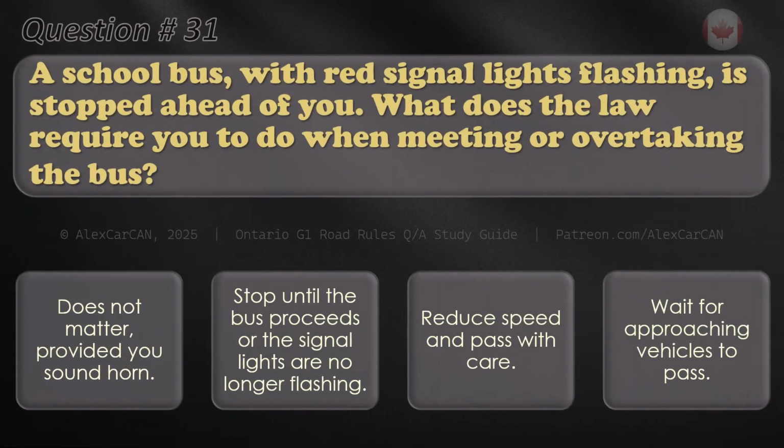Question number 31. A school bus, with red signal lights flashing, is stopped ahead of you. What does the law require you to do when meeting or overtaking the bus? Does not matter, provided you sound horn. Stop until the bus proceeds or the signal lights are no longer flashing. Reduce speed and pass with care. Wait for approaching vehicles to pass. The correct answer is stop until the bus proceeds or the signal lights are no longer flashing.